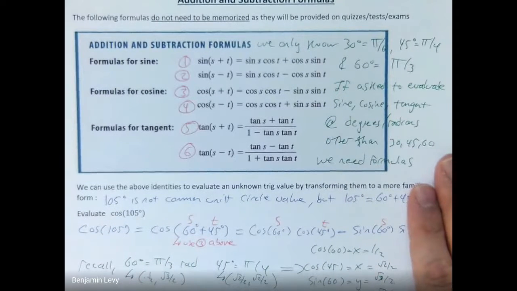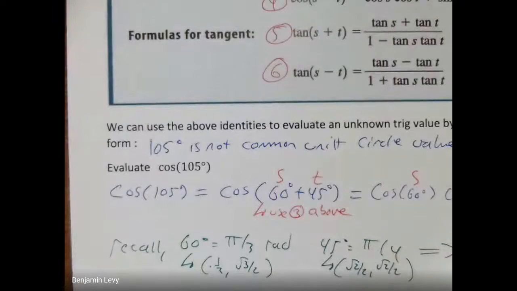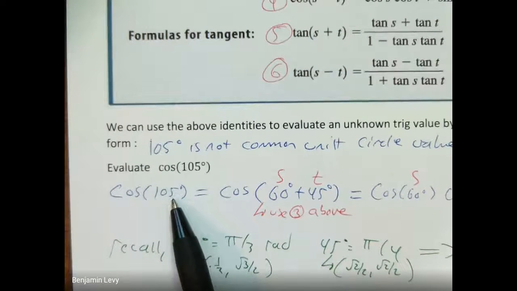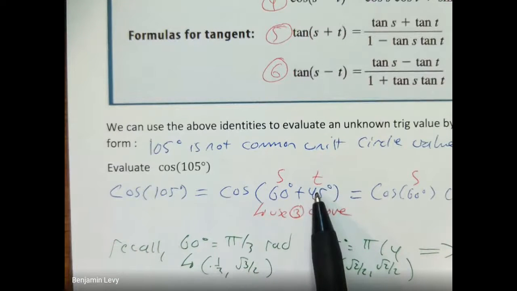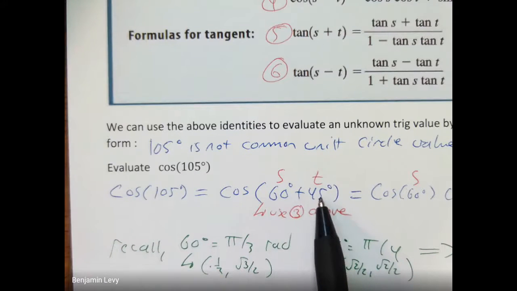So the general idea behind addition and subtraction formulas is you take something we don't know, but we write it as two things that we do know being added or subtracted. And so like in the first example on this page, we don't know 105 degrees on the unit circle, but we do know 60 and 45. And it turns out 105 is what you get when you add those two things. And so instead of trying to think about 105, we think about 60 plus 45, right?